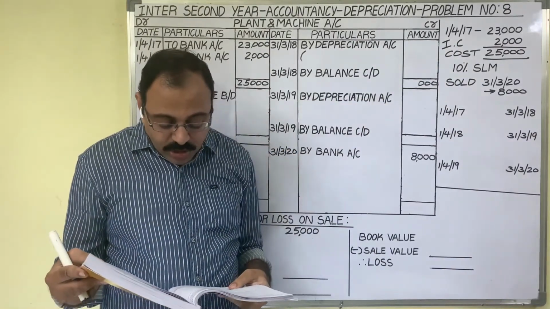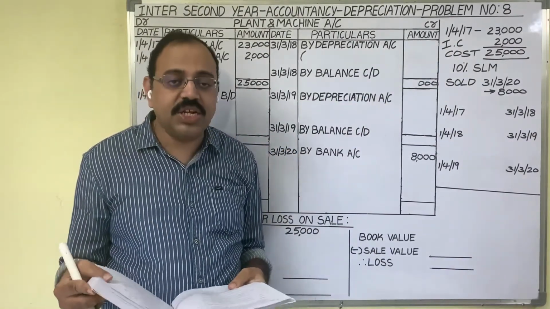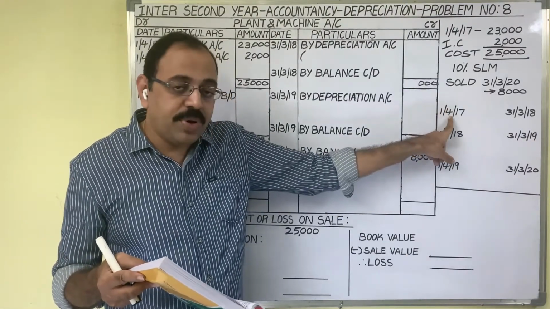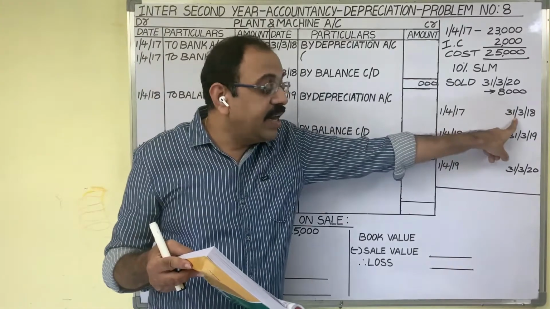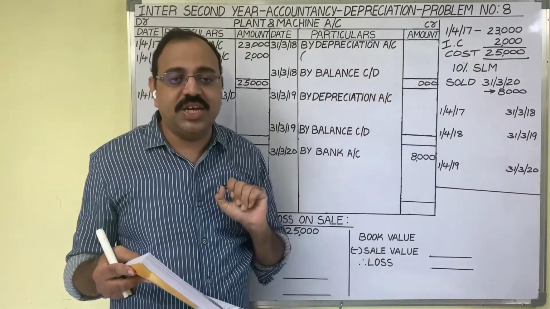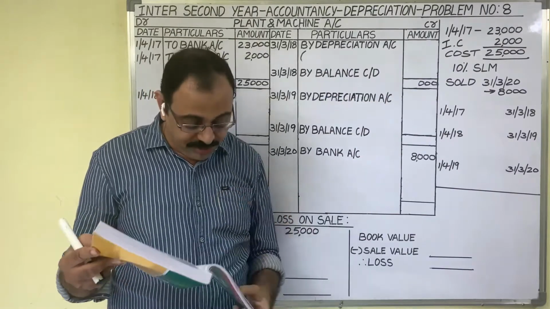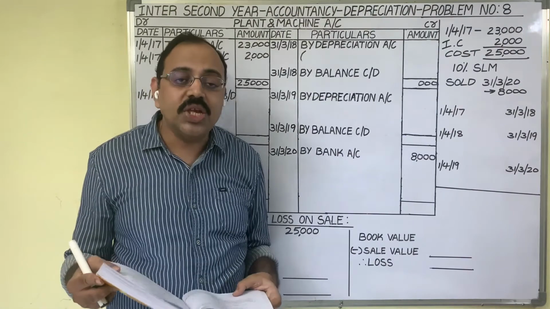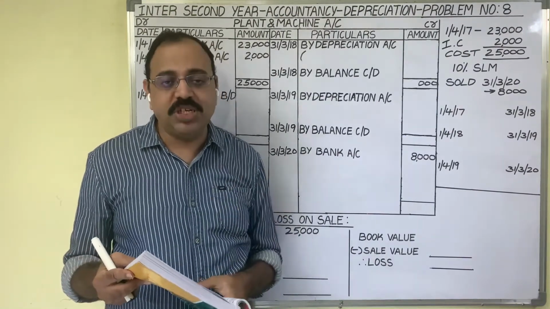Assuming that the accounts are closed at the end of the financial year, meaning the year starting date is 1st April and the year ending date is 31st March. The firm is following the financial year to prepare the accounts. Prepare plant and machinery account. He is asking us to prepare the plant and machinery account.